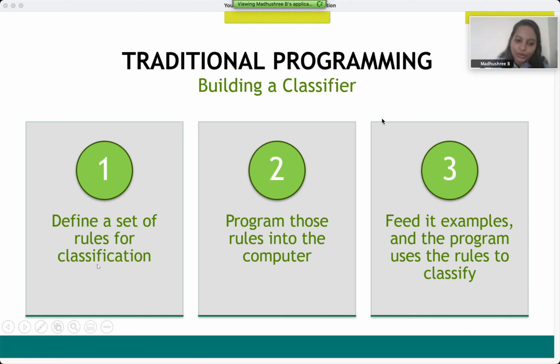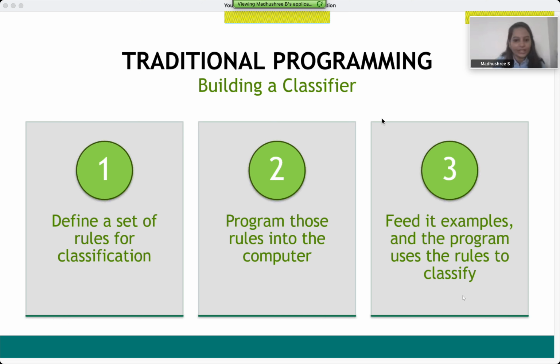Define a set of rules for classification. So if it looks like one way, it is a cat. If it looks like another way, it's a dog. That is how we define the rules, right? If it has 2 ears, if it is in this color, if it has this texture, then this looks like a cat. Then program these rules into the computer. This is what we did earlier in traditional programming. We gave examples and the program uses the rules to classify.